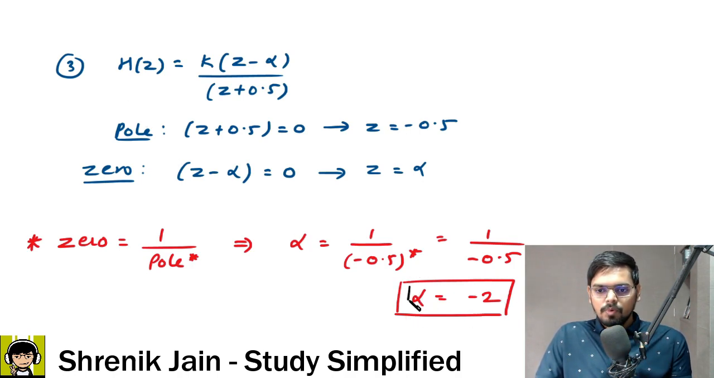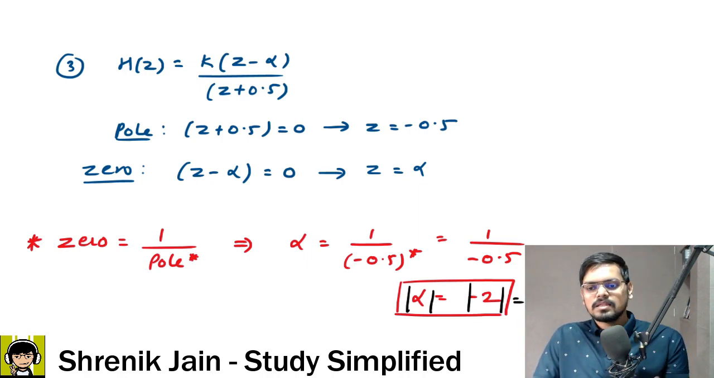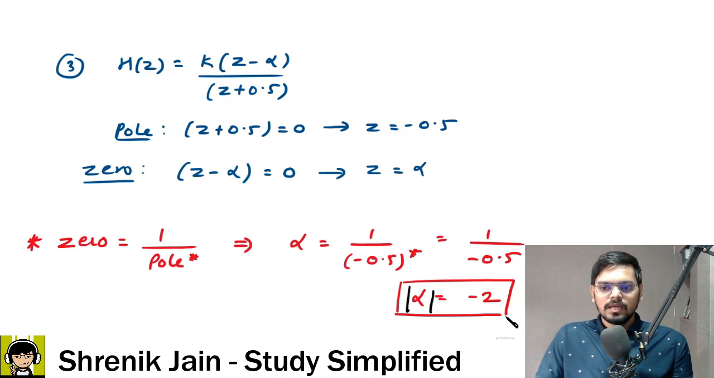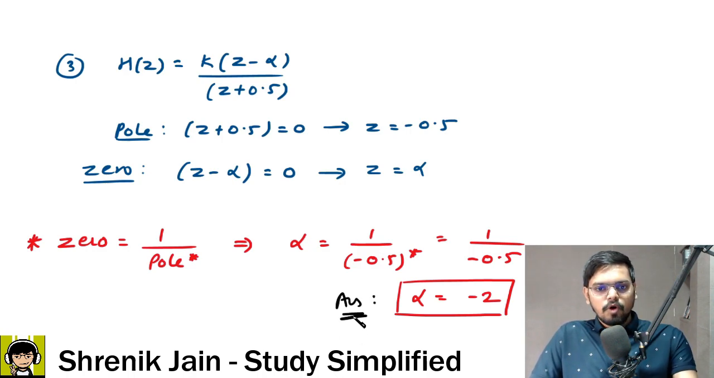If I take the mod of alpha, so mod of minus 2, that is equal to 2. Is it greater than 1? If it is greater than 1, then yes, it is absolutely the correct answer. Therefore, this is the answer. So the answer is minus 2. Let us move forward to the next question.